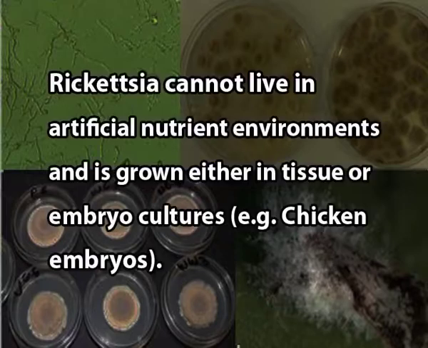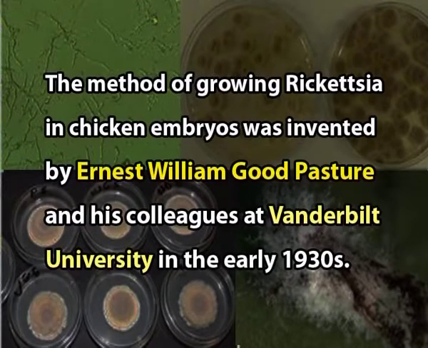Cultivation. Rickettsia cannot live in artificial nutrient environments and is grown either in tissue or embryo cultures, for example chicken embryos. The method of growing Rickettsia in chicken embryos was invented by Ernest William Goodpasture and his colleagues at Vanderbilt University in the early 1930s.